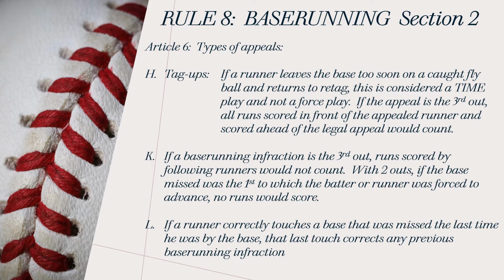I think that's what letter K is going to talk about. If a base running infraction is the third out, runs scored by following runners would not count. With 2 outs, if the base missed was the first to which the batter or runner was forced to advance, that does now become a force play since it was the first base to which they were forced to advance. Then no runs would score.